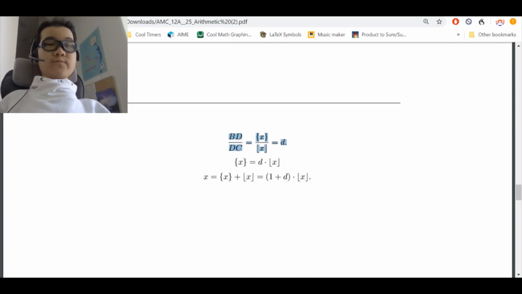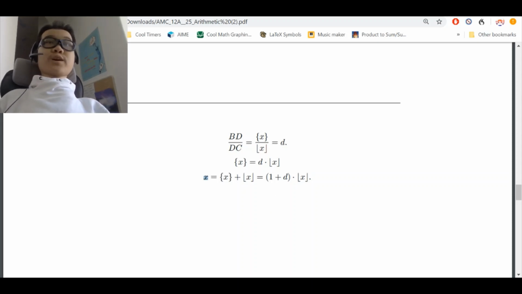So here we have what I just said, basically. Now let's multiply both sides by the floor of x. So we have the frac of x equals D times the floor of x. Okay, let's add the floor of x to both sides. So we factor out the floor of x and we get frac of x plus floor of x equals 1 plus d times the floor of x. Well, the left-hand side is actually equal to x. So we have that x is equal to 1 plus d times floor of x.